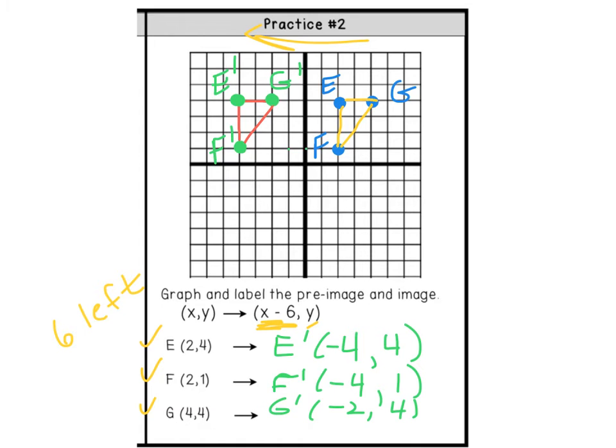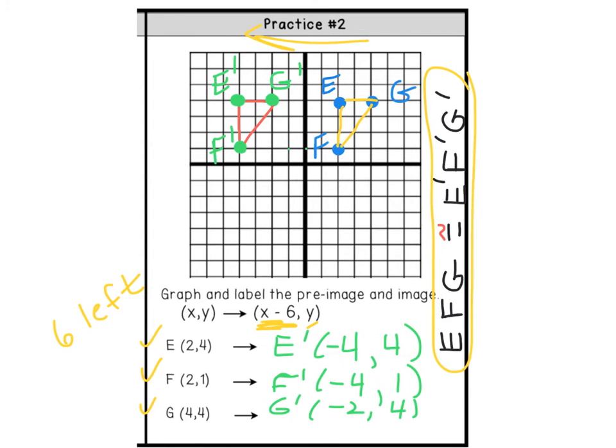Switch to black. So we're going to take our original letters, E, F, G. Do you remember what the congruency symbol is? It's an equal sign, and then it has a squiggle over it. That means congruent to. And then E prime, F prime, G prime. Okay, so that's our congruency statement that says they're both equal.